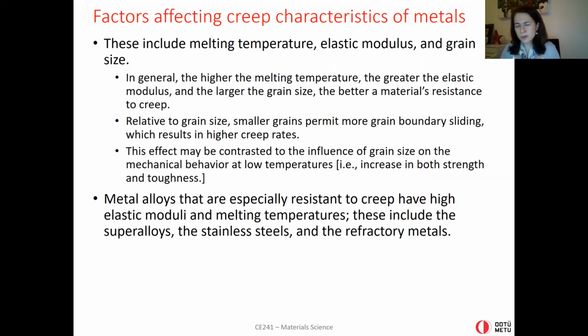Relative to grain size, smaller grains permit more grain boundary sliding, which results in higher creep rates. This effect may be contrasted to the influence of grain size on mechanical behavior at low temperature, where smaller grains increase both strength and toughness. Metal alloys that are especially resistant to creep have high elastic moduli and melting temperatures. These include the superalloys, stainless steels, and refractory metals.